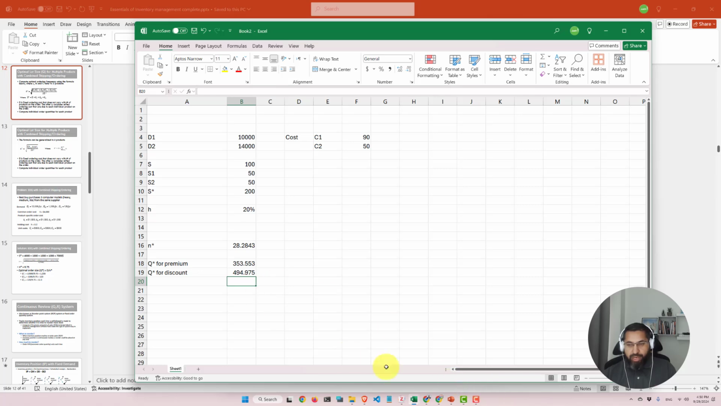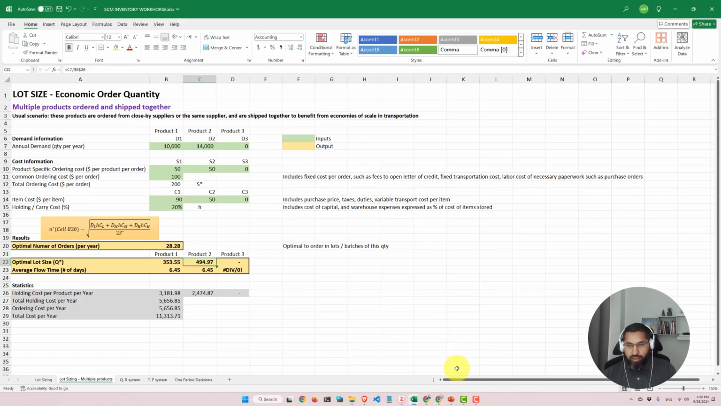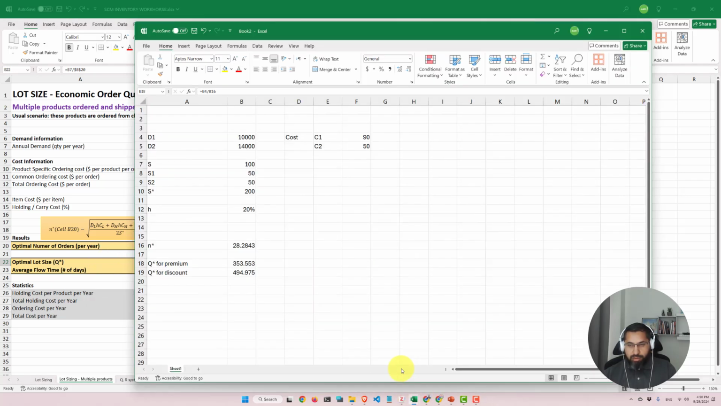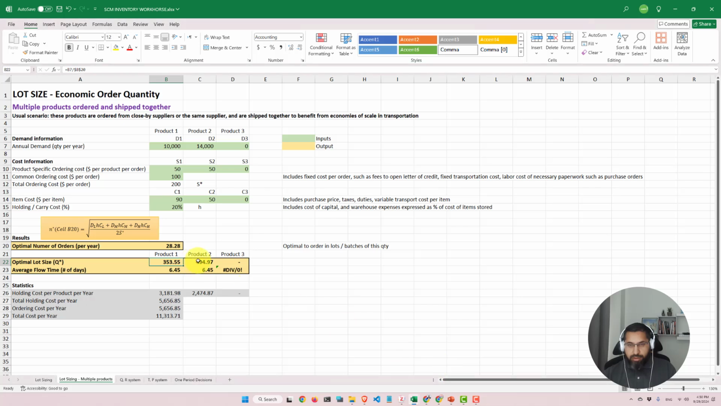So let's verify our answers with the inventory workhorse. We got 353.55, which is what we got here. And then we got 494.975, almost 0.98. And 0.975 right here, exactly the same number. Okay, so we're getting exactly the same numbers.